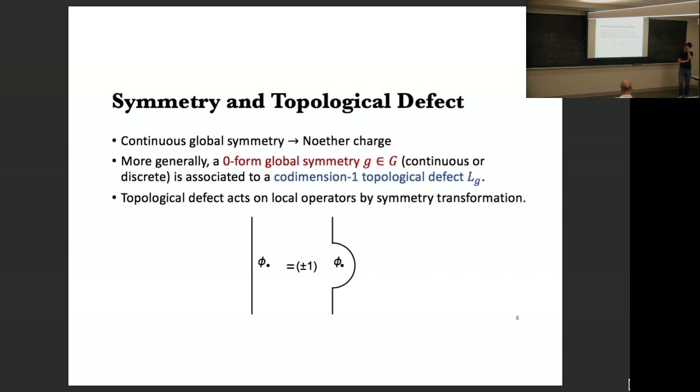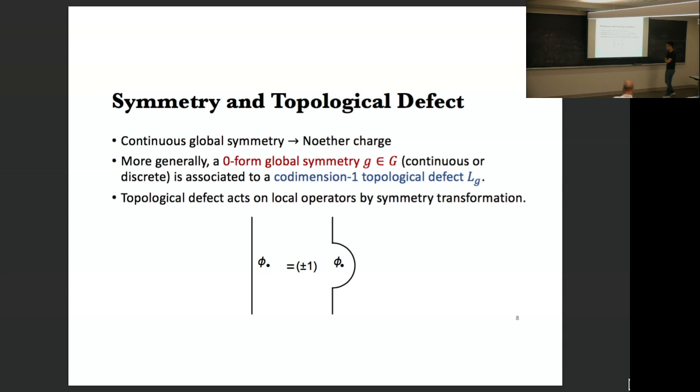The word topological follows from the fact that in the continuous case, the Noether current is conserved. So when you deform your locus of this codimension one manifold, you do not change any partition function. An abstract way to think about this Noether charge is that it's a defect that is topological and is supported on a codimension one manifold in your spacetime. The topological defects should obey the fusion algebra of your symmetry group. And they should act on local operators by the symmetry transformation.